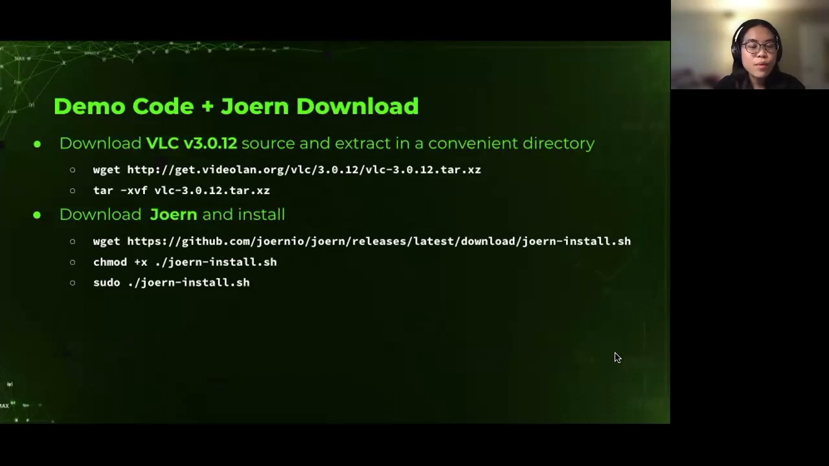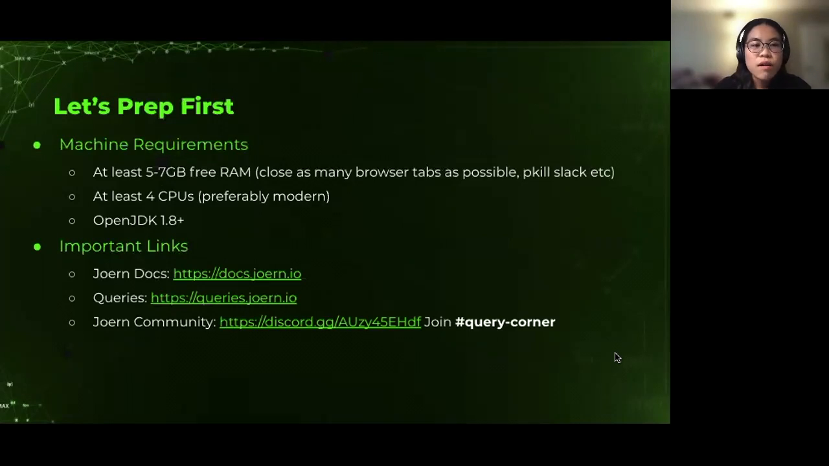And if you want to follow along with some of the demos, you probably also want to download and install the tool Yearn, which you can do by visiting github.com/yearnio/yearn. And in terms of machine requirements, we recommend that you have at least 5 to 7 gigs of free RAM, as well as 4 CPUs on your system.